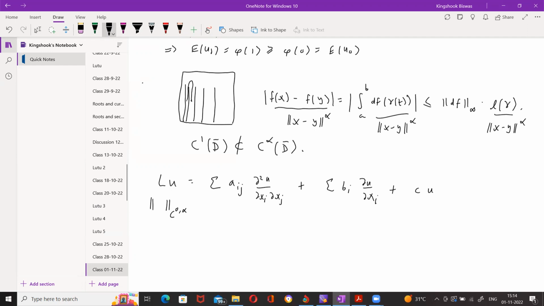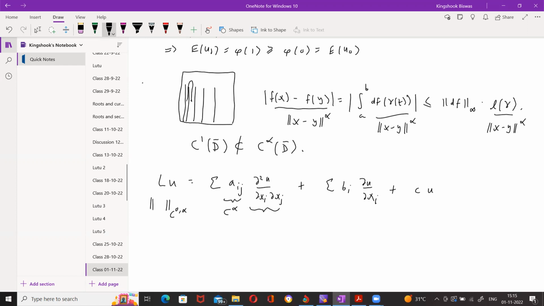So how do we control that? First of all, we know this Aij's, these are in C alpha, right? So when we're looking at the Holder semi-norm of this product, it's going to be bounded. You have sort of a product rule for the Holder semi-norm. So this will be bounded by the Holder norm of Aij's. That's bounded by a fixed constant times the sup norm of this. So that is bounded by the C2 norm, which is bounded by the C2 alpha norm, right?